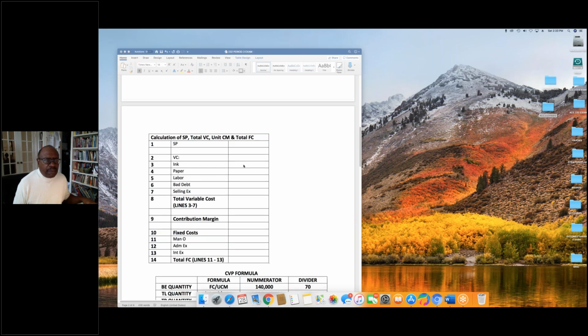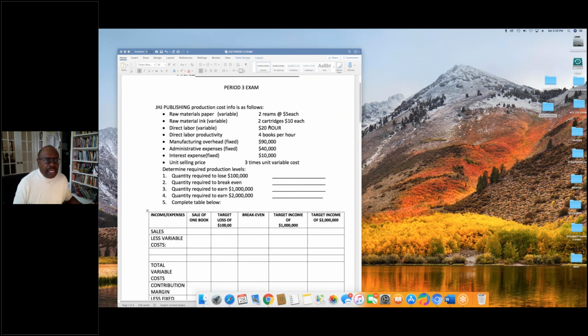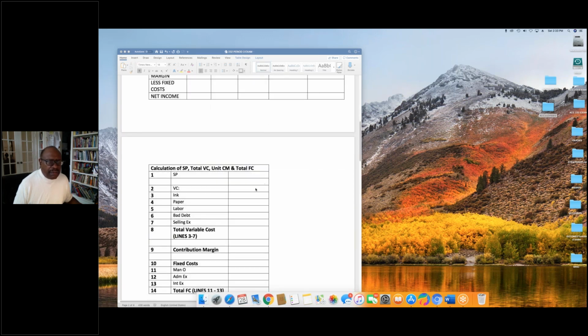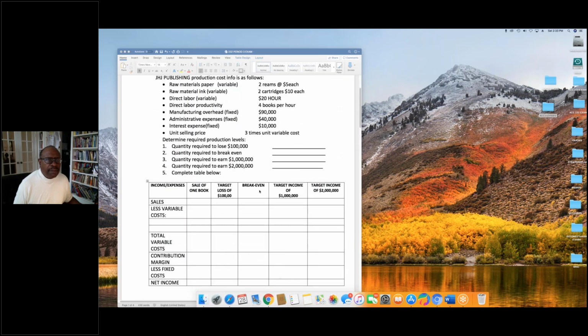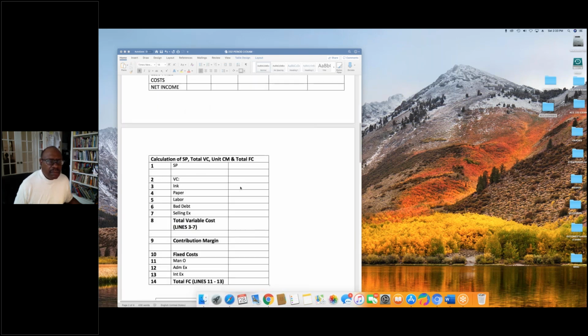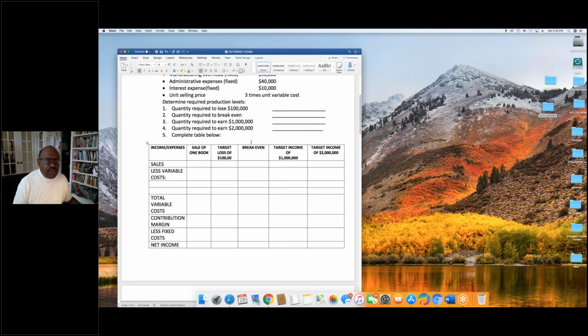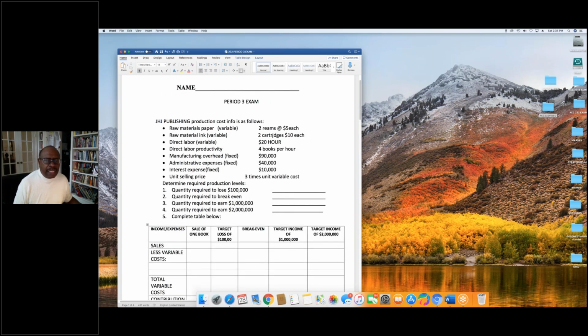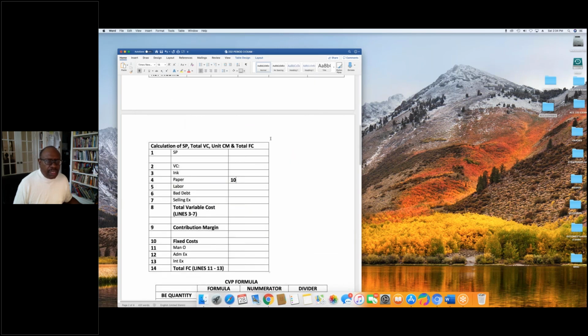And so as we look at the problem, we see that our book requires 2 reams of paper at $5 each. And therefore, the paper cost is going to be $10. Then we are required to have 2 ink cartridges at $10 each. So the ink cartridge cost is $20.